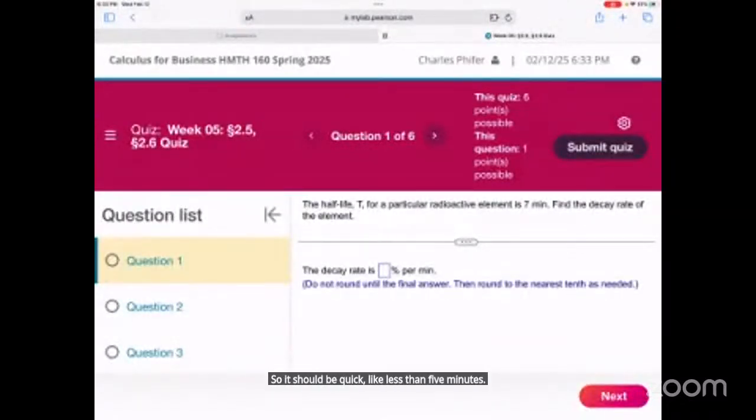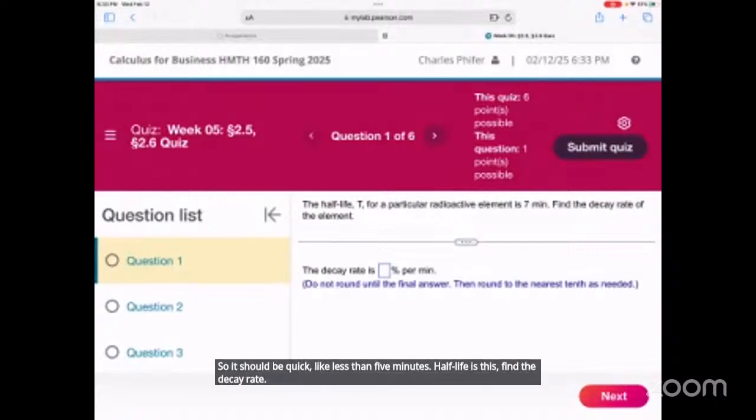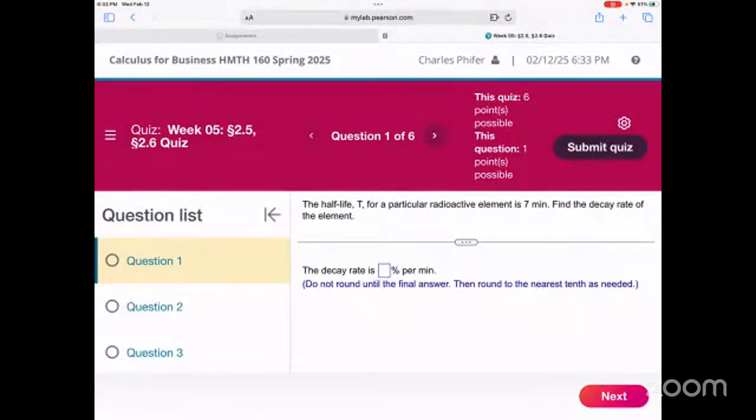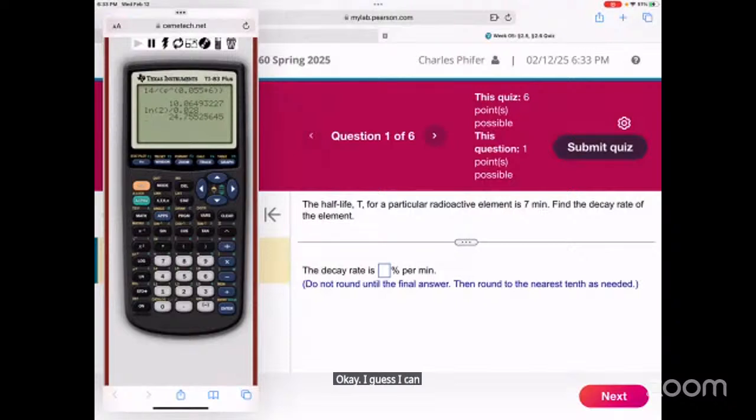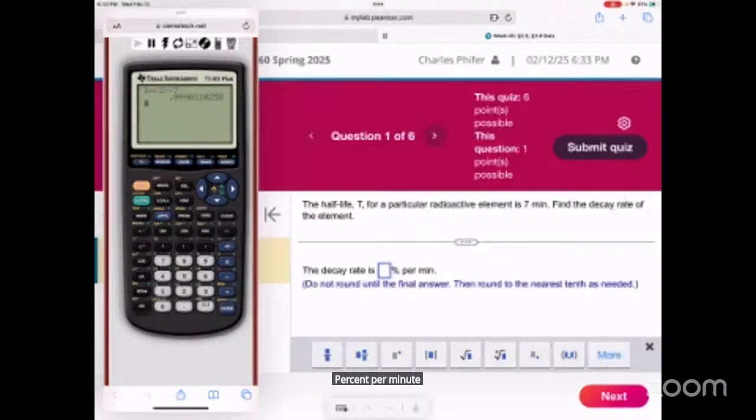Half-life is this. Find the decay rate. T equals the natural log of 2 over K. So K equals the natural log of 2 over T. Okay. I guess I can leave that. So then we'll do the natural log of 2 divided by what? 7? As a percent, nearest 10th, 9.9% per minute. Let's just go with it. I think that's similar to what we did before.